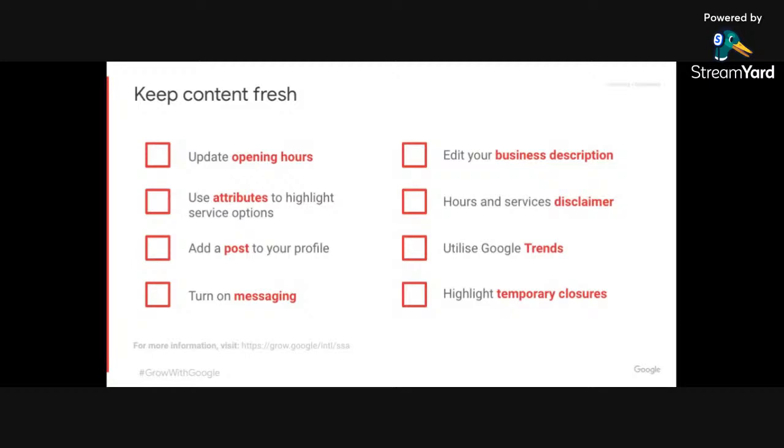Turn on messaging, very, very important, so that people can actually message you directly on your Google My Business platform, and you can get those direct queries, direct leads, direct messages straight to your inbox. You can set that alert up so that you can answer them if they have any queries about your business directly on Google My Business.